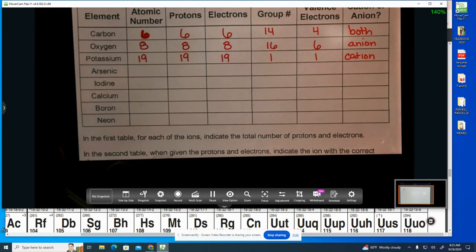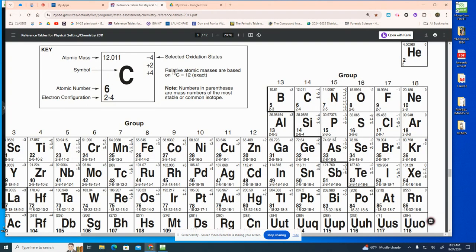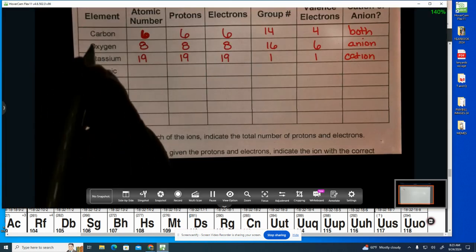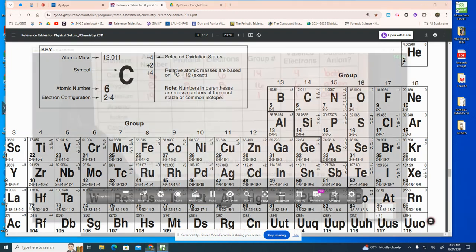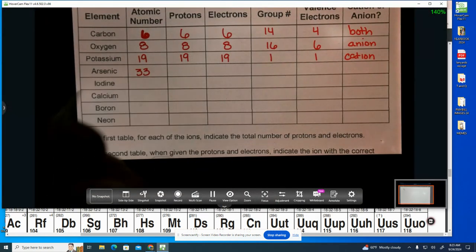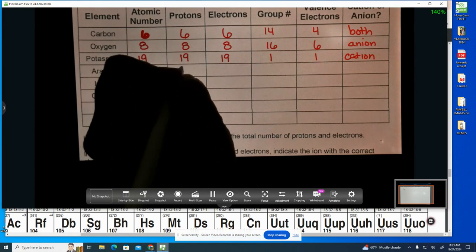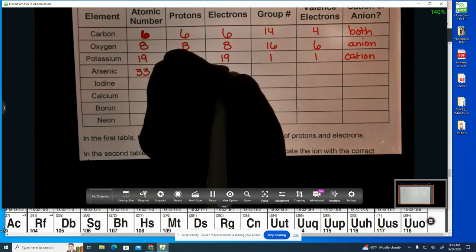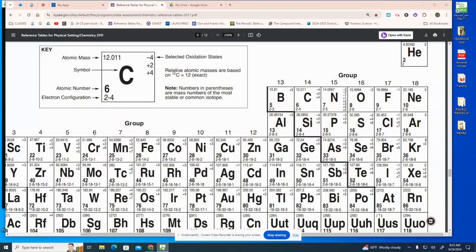Arsenic. That's As. So let's find it on our periodic table. It's right here. Okay. How many protons does it have? 33. That means it's going to have 33 electrons. It's in group number 15. It has 5 valence electrons, and it forms both cations and anions.